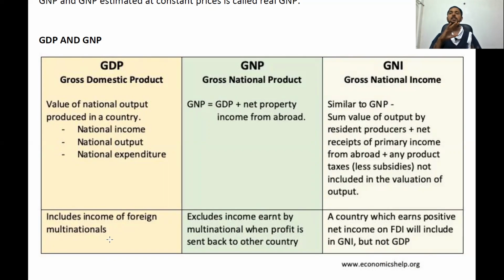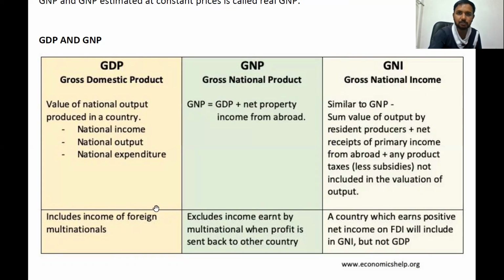GDP means the total production of goods and services done in the geographical area of a particular country. No matter who does the production, whether it is Indian citizens or a person who comes from another country, when the production is done in the geographical area of a single country, it will be considered as GDP, gross domestic product.